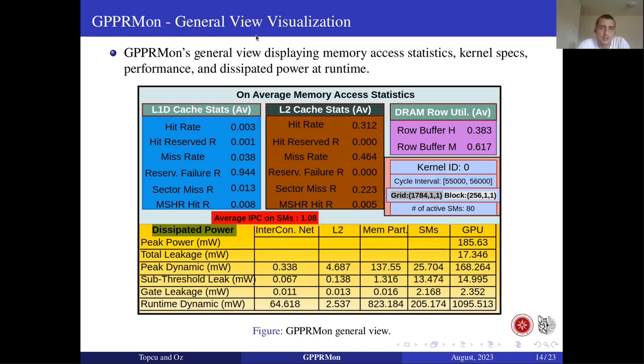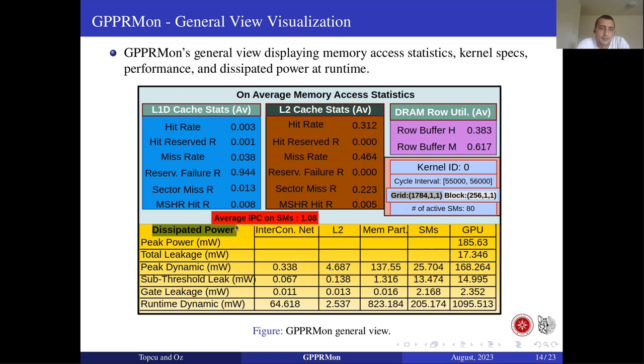This is the general view visualization. In the general view visualization, you see the memory access statistics for L1 data cache, L2 cache, and DRAM, and kernel specs such as the kernel ID, cycle interval of the snapshot, grid and block dimensions of the kernel, and the number of active SMs in the corresponding GPU.